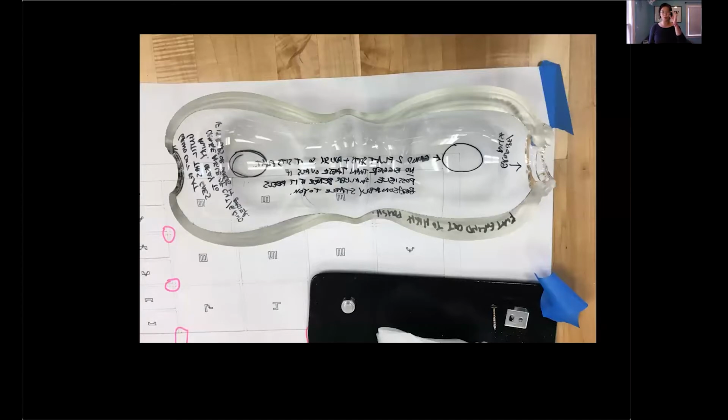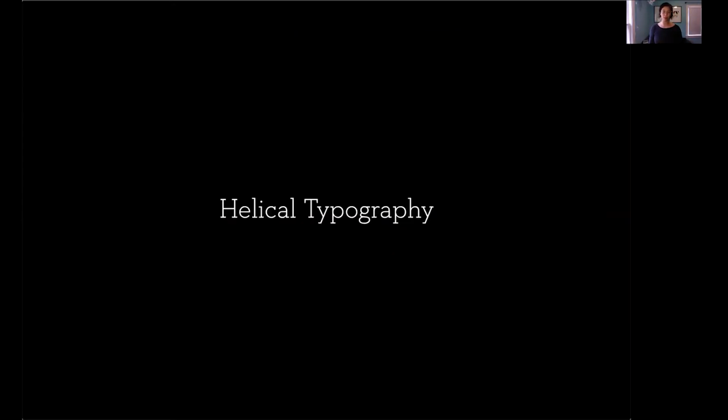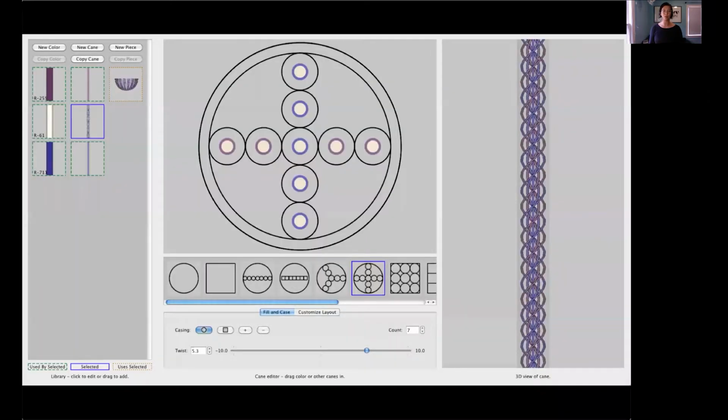I'm throwing a bunch of process shots into this presentation because I realized that this audience probably doesn't know much about the glass process. So I'm going to drop in a bunch of other categories of ways in which I think about typography through the lens of glass and glass processes. And one of those would be helical typography. This is referencing the history of glass cane, Zanfirico filigree cane.